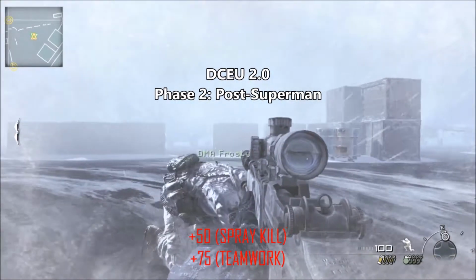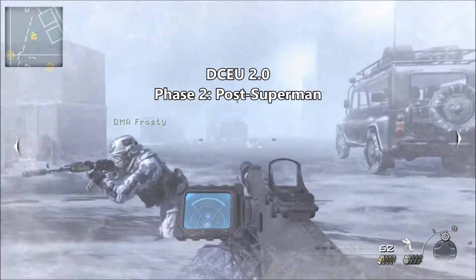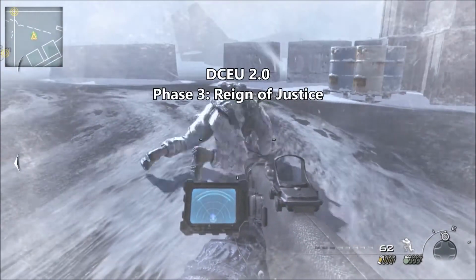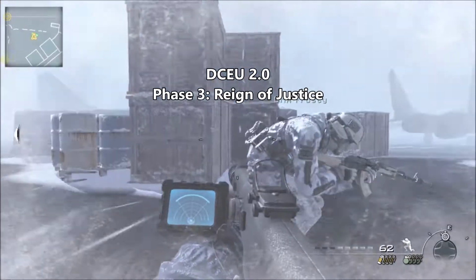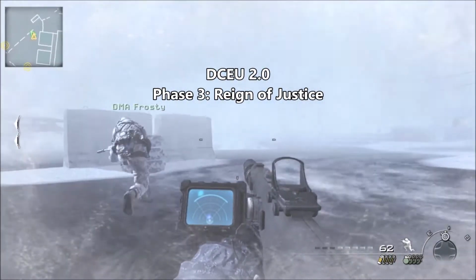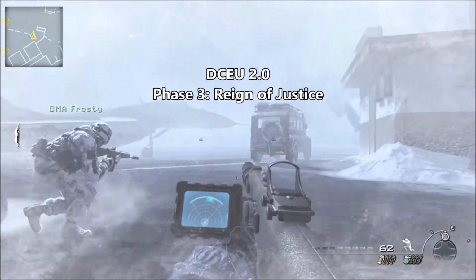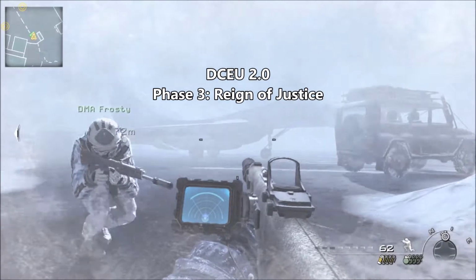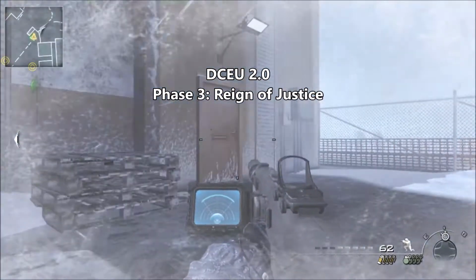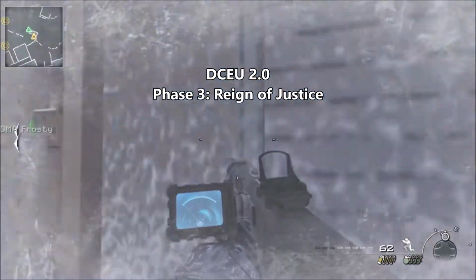Nevertheless, that's where Phase 2 ends, and then we're going to head into Phase 3, which I've called Reign of Justice, because the Justice League is a thing, and Phase 3 really is about life with the Justice League. What is life like with these guys being around, teaming up together, having an actual alliance? That's a huge part of Phase 3.